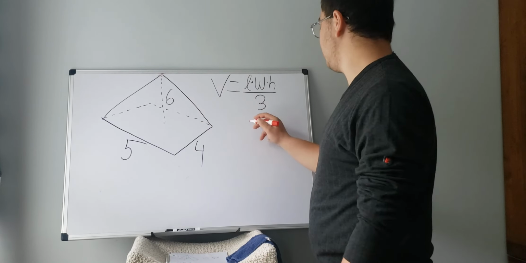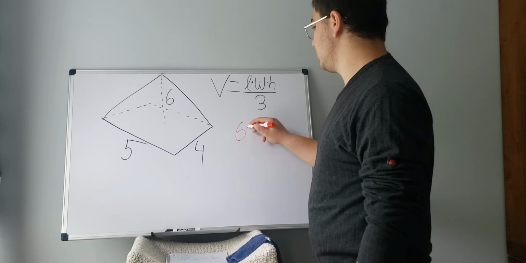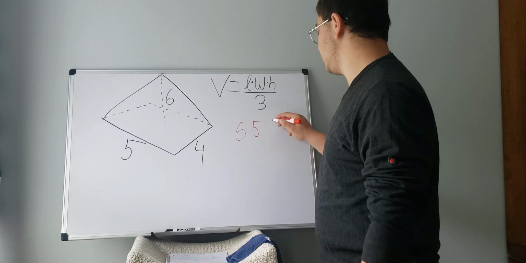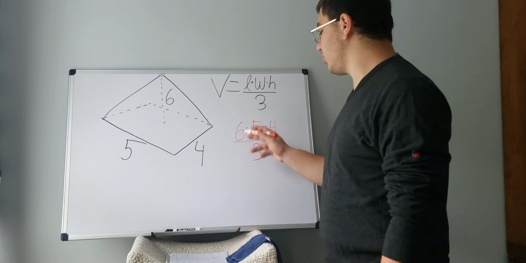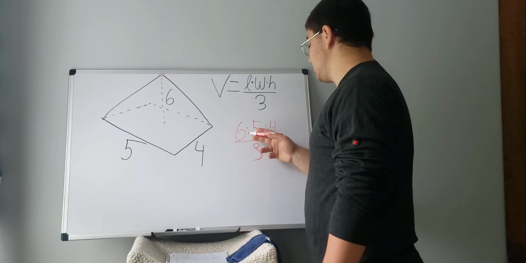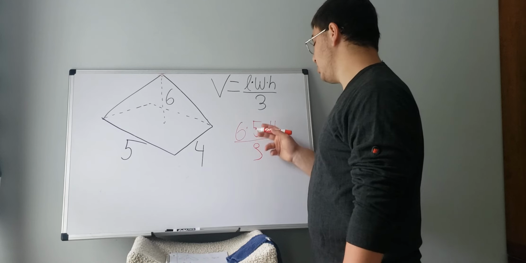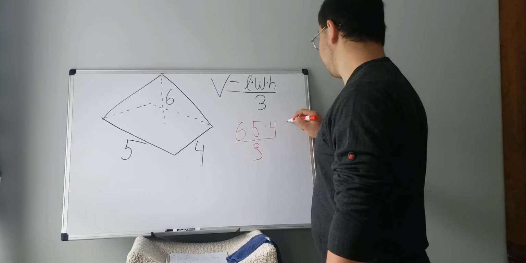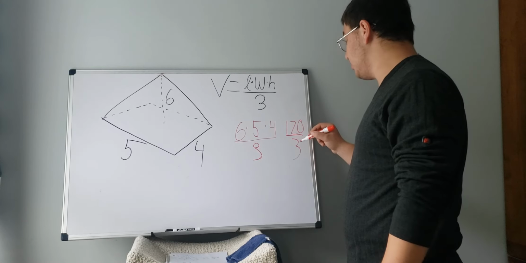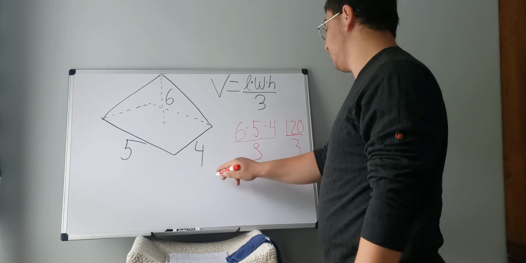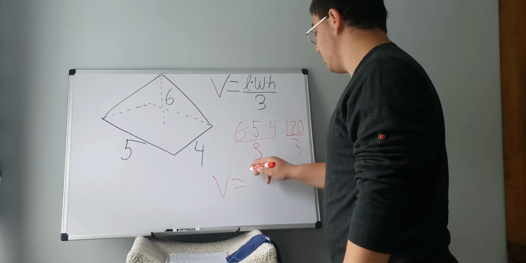So we have 6 times 5 times 4. Divide that by 3. Okay, so we're going to do multiplication first. So 6 times 5 gives us 30, times 4 gives us 120. Divided by 3 gives us 40. So our volume is 40.